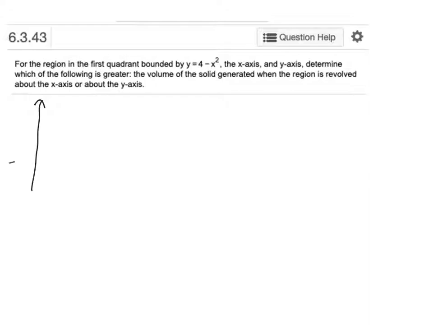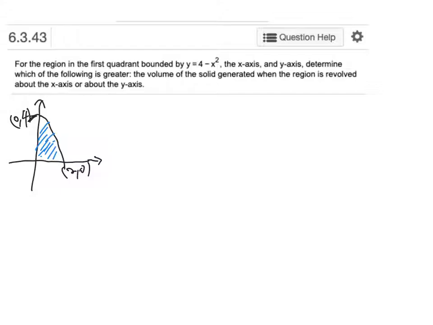So it says it's a first quadrant region, which means it's in the positive x and y direction. 4 minus x squared looks like that. So this is 4 up here, and this is 2. So 2, 0, and 0, 4. If I give it both coordinates, the region is this stuff. They say just use the first quadrant region.